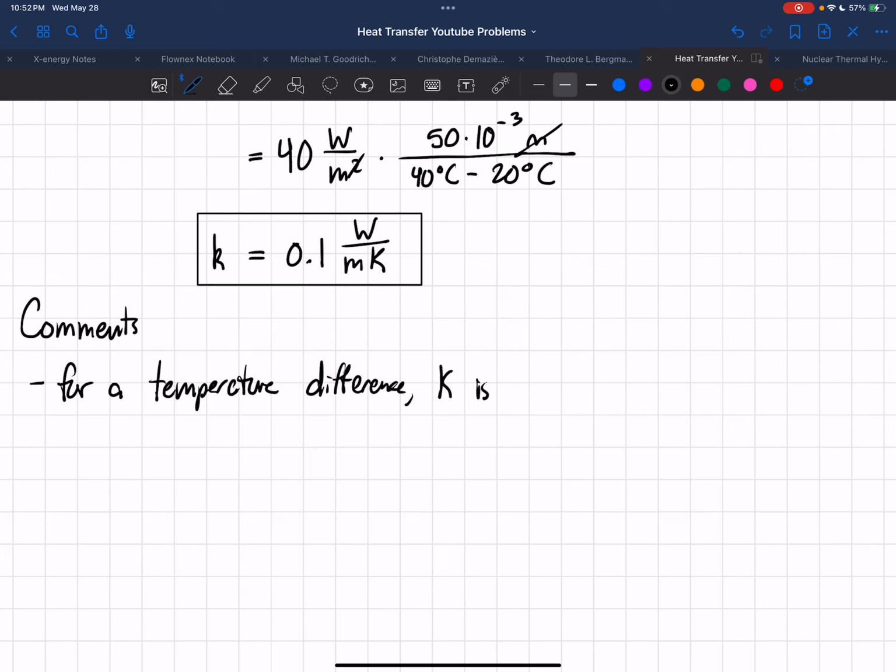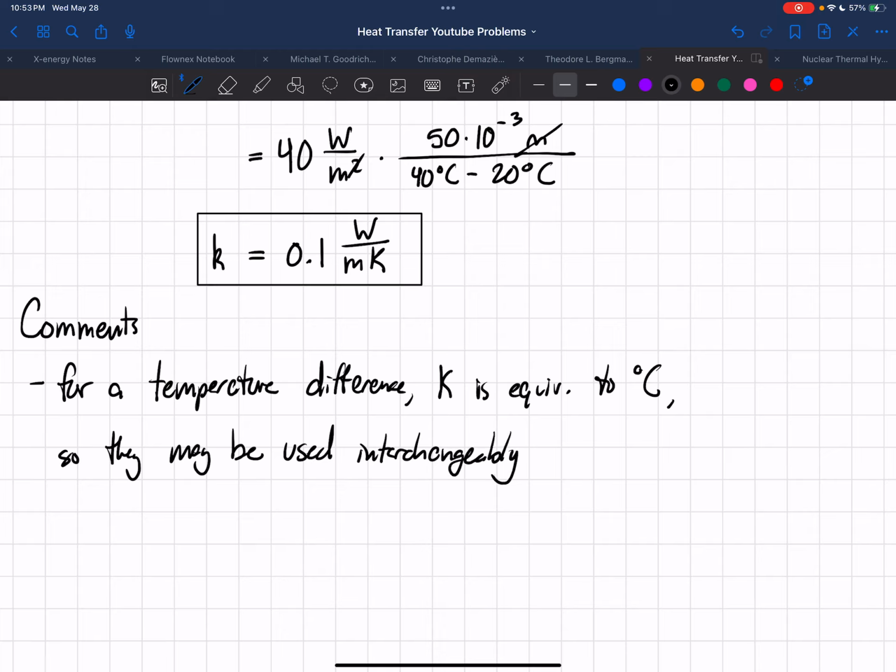Kelvin is equivalent to degrees C, so they may be used interchangeably. And that's the problem.